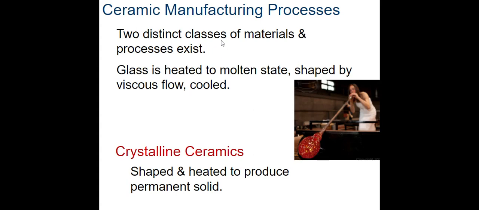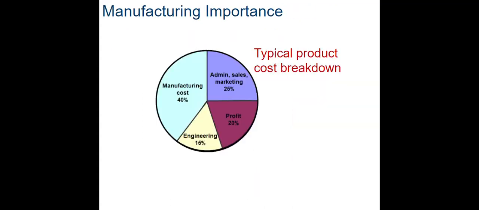Ceramic manufacturing could include things like glass blowing, okay, where you heat glass to a molten state and then you shape it using viscous flow, such as this blow mold that you see here. Somebody's blowing glass. The crystalline ceramics are shaped and heated to produce a permanent solid. Manufacturing, again, is very important. Typically the cost ends up being about 40% of the total cost of the product.